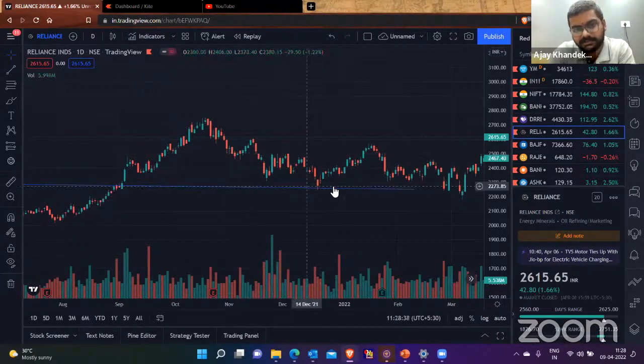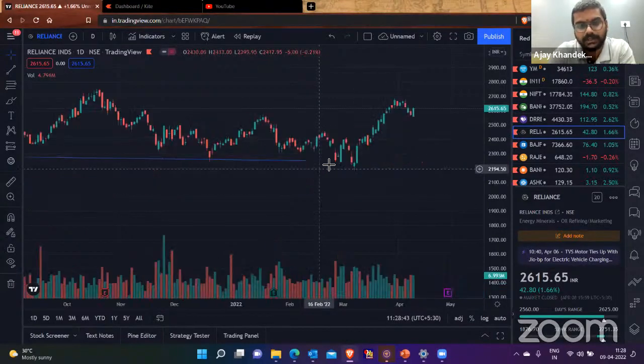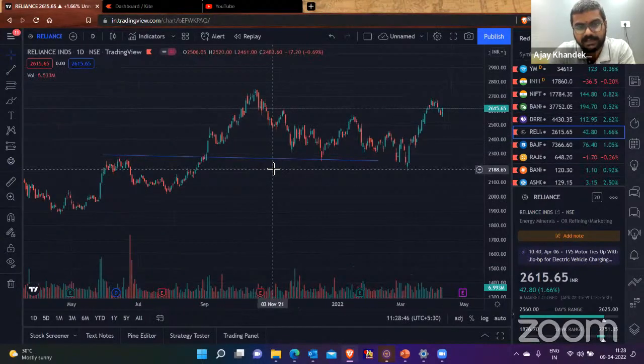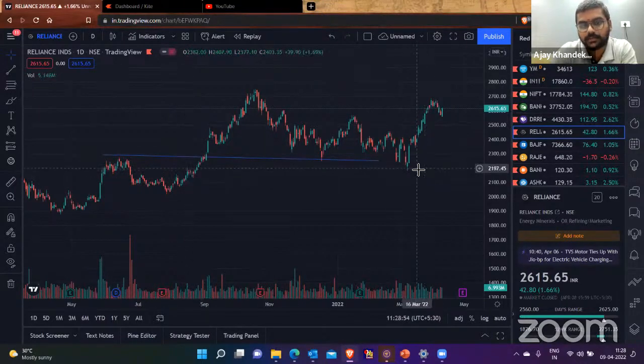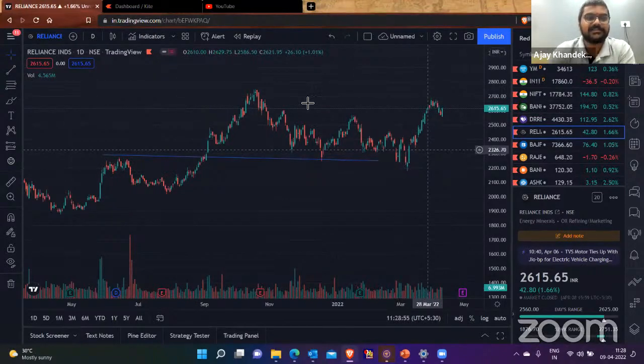Meaning from here it takes support and again it takes upside. It may have broken over here, but again you have seen that it has taken this demand zone as a support zone, and it has again taken an upside. So yes, this is a trend analysis.